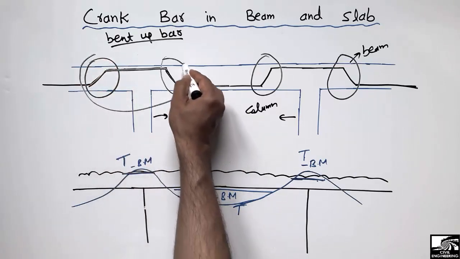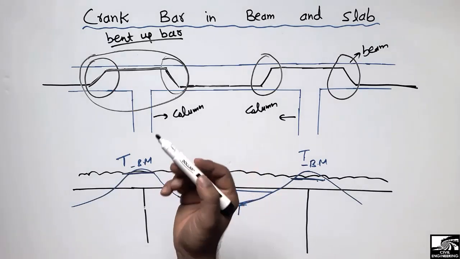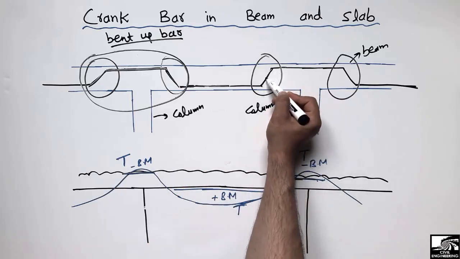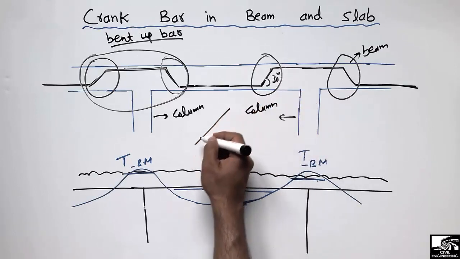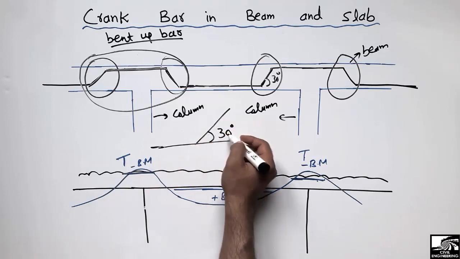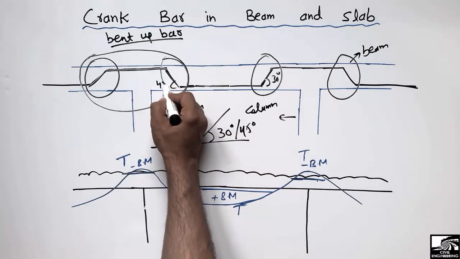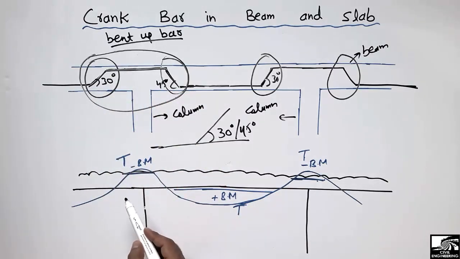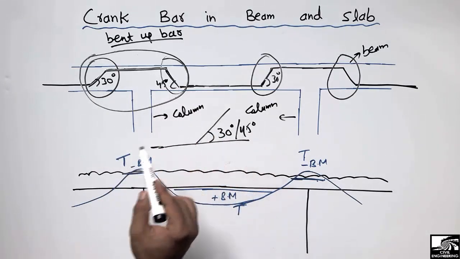This is the main reason why we provide the crank bar: we have to resist the negative bending moment, for which we use the bent up or crank bar. Usually this bar which has been bent is at 30 degrees. If I calculate the degree, this crank bar has an angle of 30 degrees or mostly 45 degrees. This is a 45 degree bent or maybe 30 degrees, so it depends on the designer. But mostly we have 45 degree and 30 degree bent up bars used in our slabs and beams.